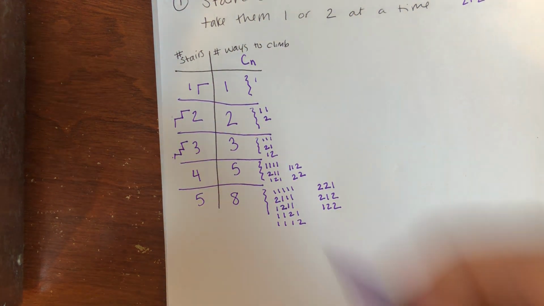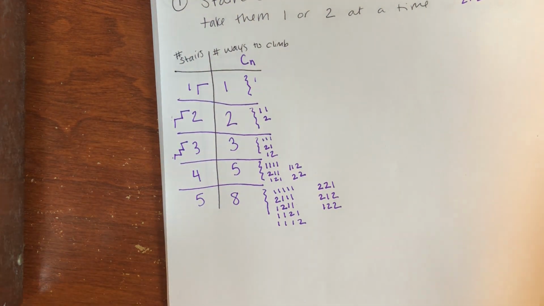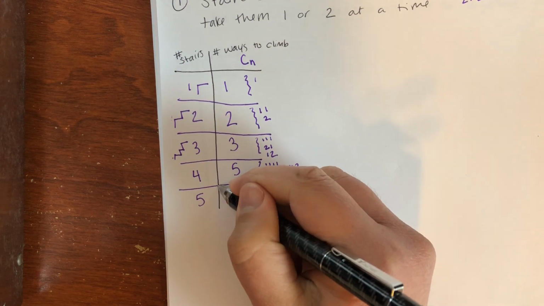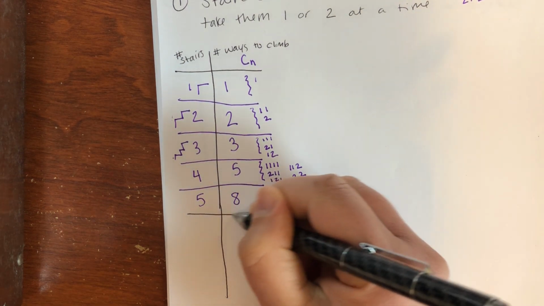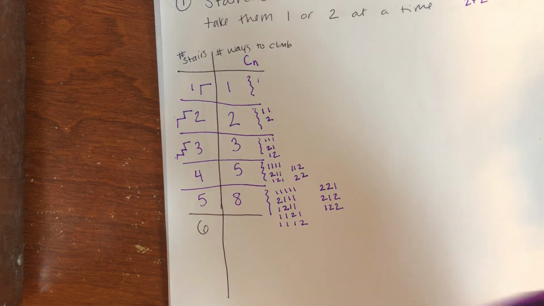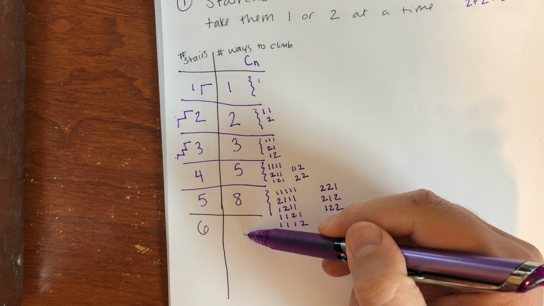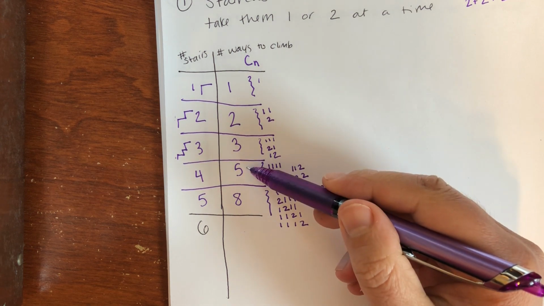Now, hopefully you're looking for a pattern here, and maybe you've already seen it. If you're in the habit of teaching the Fibonacci sequence in your school, then you've definitely seen this before. But it suggests to us that this is a Fibonacci sequence, which is a recursive sequence where you can get the next term by adding the 2 previous terms.